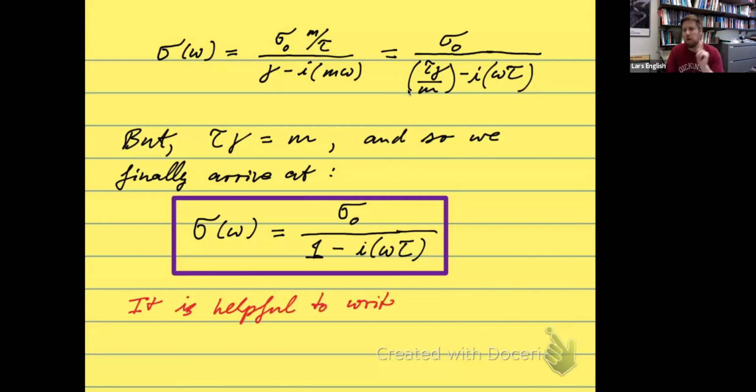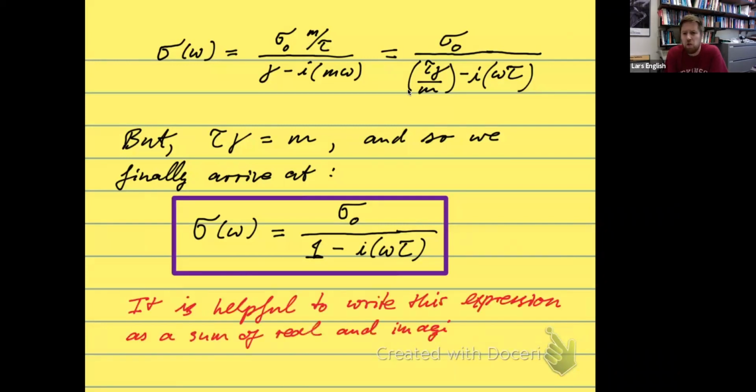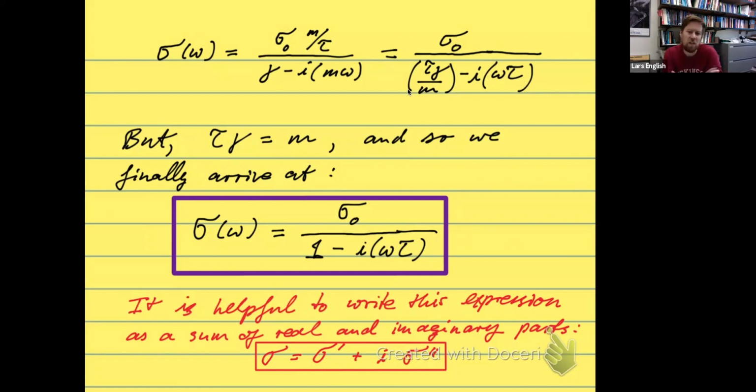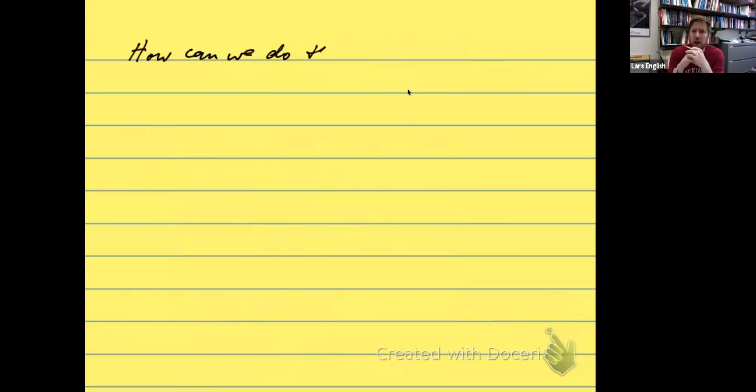Now, one thing that we might want to do is to write this expression in terms of the standard form for a complex number, namely the sum of a real part and an imaginary part. So I would like to write this sigma in the purple frame, I'd like to separate out the real part from the imaginary part. I'd like to write it as sigma prime plus i times sigma double prime. So how do we do that?